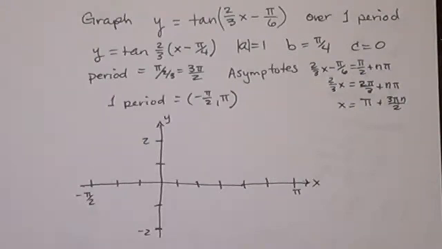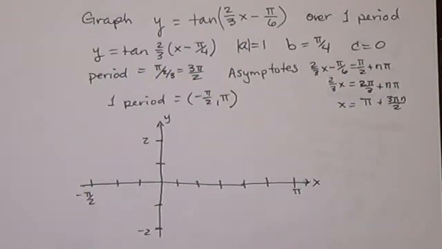So setting up our graph, we're going to have our amplitude at 1, so again, no change. Again, that's just telling us the symmetry. We're going to go from negative pi over 2 to pi, and we're going to have asymptotes at every 3 pi over 2n.